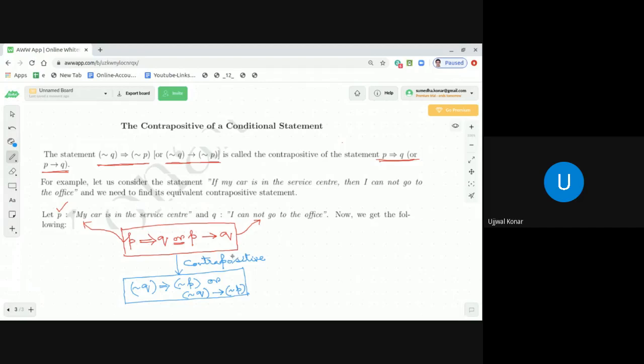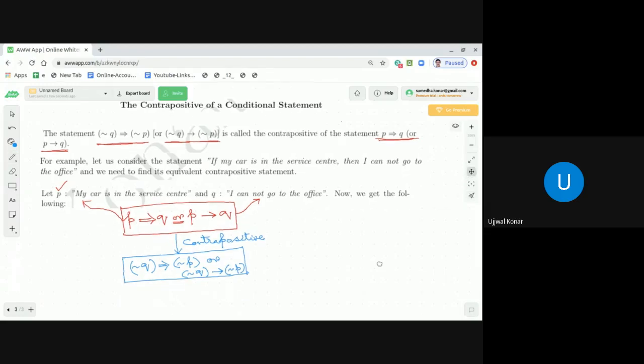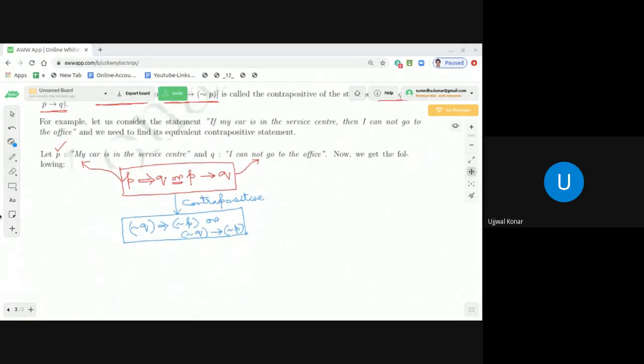Now, in context to the discussion we are having, P is the statement my car is in the service center and Q is the statement I cannot go to the office. What will be the contrapositive statement? To understand it, we need to find the negation of P. The negation of P is that my car is not in the service center. If P is the statement that my car is in the service center, then what is the negation of P?